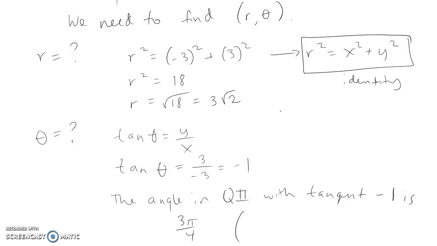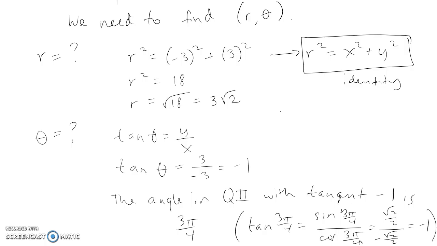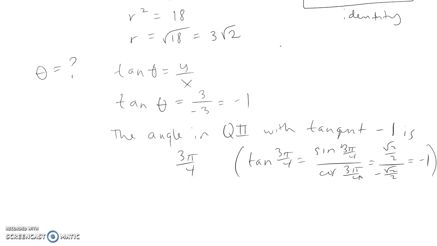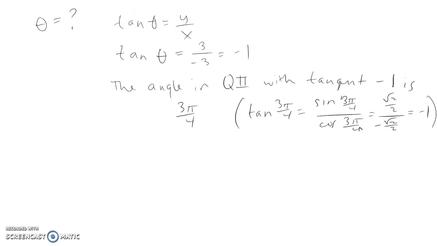How did I come up with that? Well, I know that tangent of 3π/4 is the same thing as sine 3π/4 over cosine 3π/4, which is √2/2 over √2/2. I'm sorry, negative on the bottom, that's a -1. So that's how I'm coming up with that. That is the angle in quadrant 2 whose tangent is -1, the only one, so that's my theta. Theta is 3π/4.